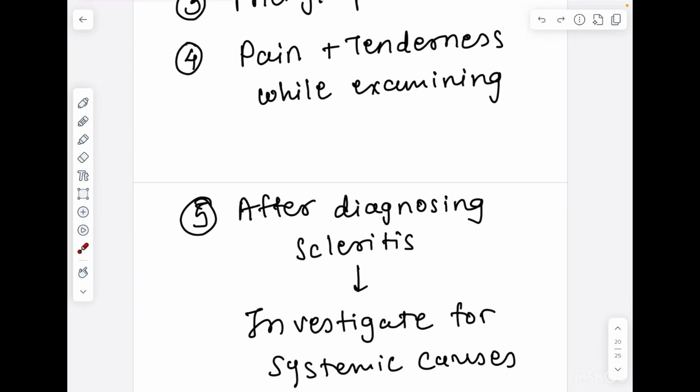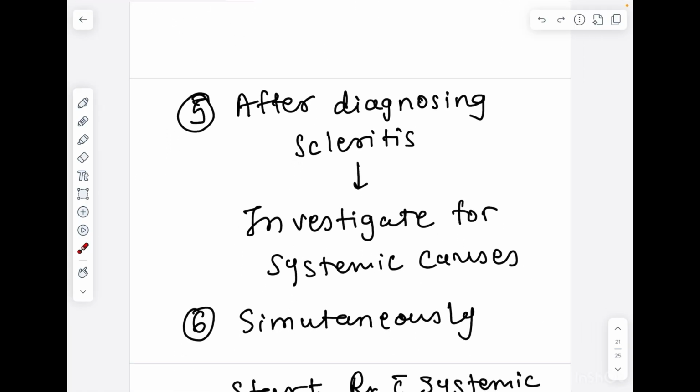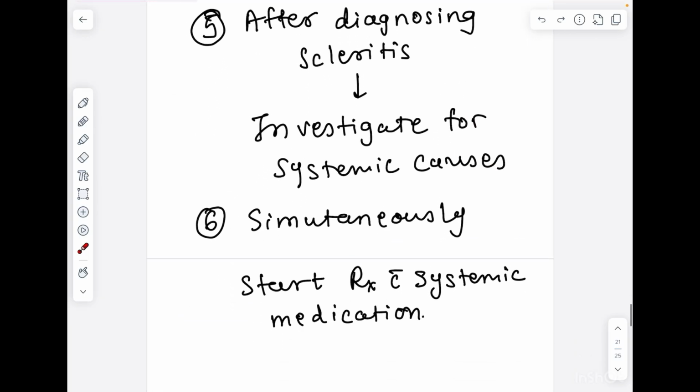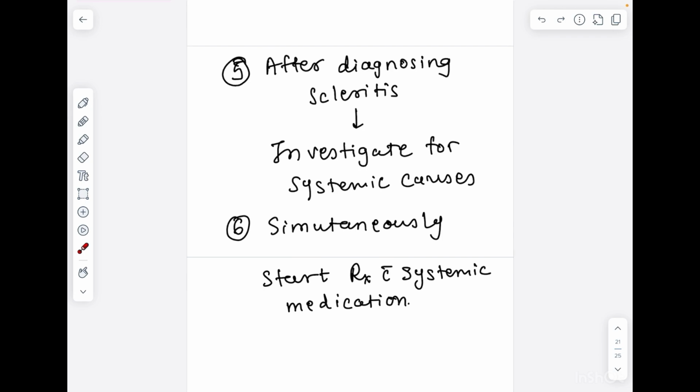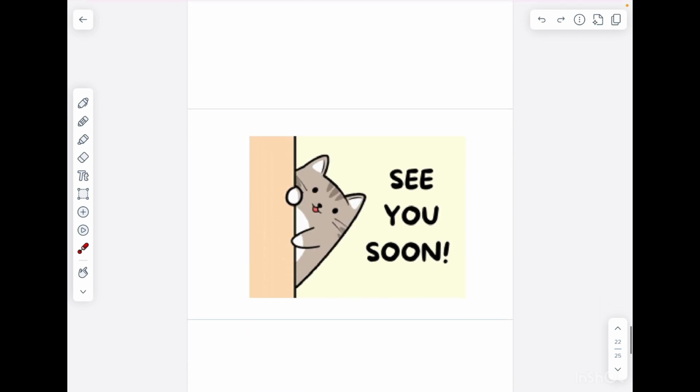And after diagnosing whether it is scleritis or episcleritis, if it is scleritis, we have to investigate for systemic causes and simultaneously start treatment with systemic medication. So for S, remember systemic causes and systemic medication. Okay, so this was all about scleritis versus episcleritis.